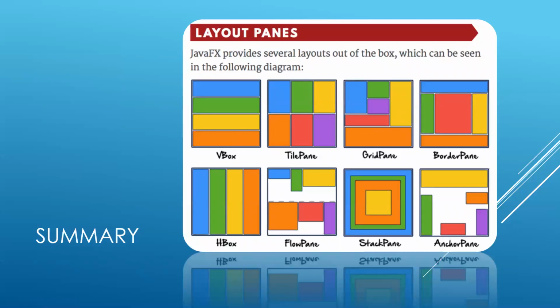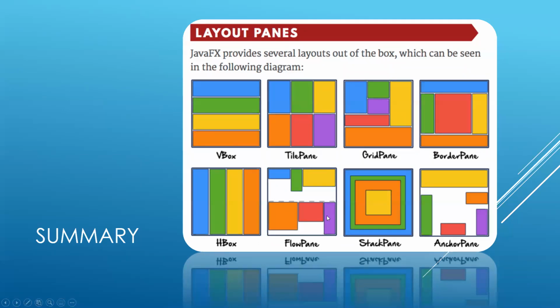Here's a layout overview of several of the different panes and other containers. So there are lots of them. We have a V-box where we can add components in a vertical manner. Here's a tile pane. It looks sort of like that grid pane, right? Only we have tiles. Here's a grid pane, a little bit different, our border pane. An H-box where we have horizontal splits of our window.